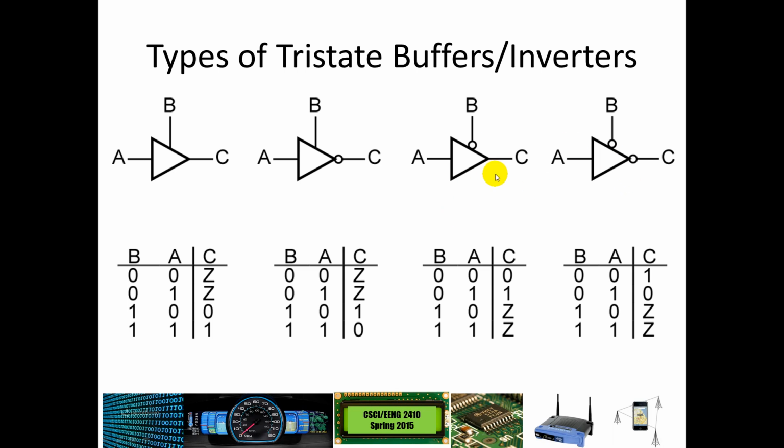These happen to be the exact same thing, except notice where the bubble is now. This bubble says that this is active when B is a logic 0. So in this case, we've reversed the logic of this buffer and said this buffer is going to be active when B goes low. So in this case, when B is a 0, this is just a regular buffer. A flows on straight out to C. Same idea here, except now we're back to an inverter. And so when B is a 0, the inverse of A flows on out to C.